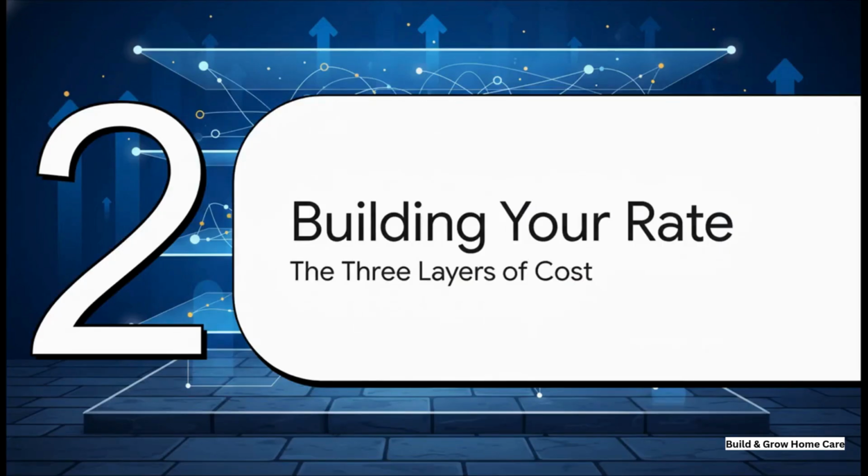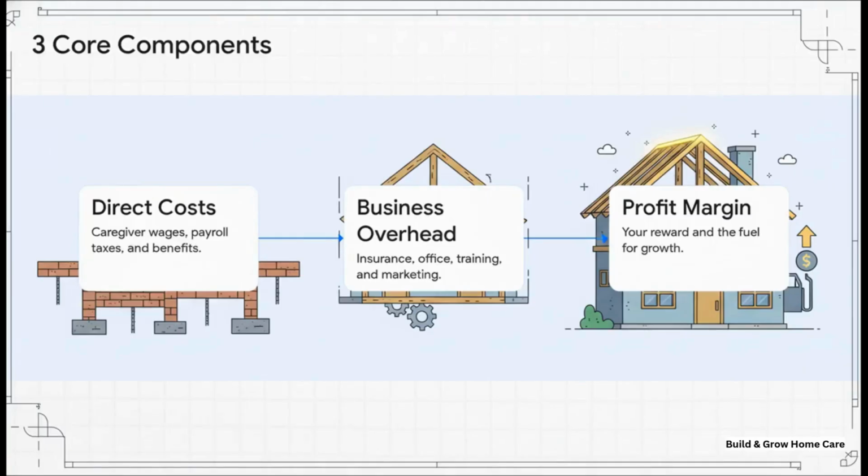So, how do we actually build a rate that works? Well, it all starts with a really solid foundation. We're going to break down the 3 essential layers of cost that you absolutely have to account for. Think of it like you're building a house. You've got 3 core components you just can't skip: your direct costs, your business overhead, and of course, your profit margin. So let's take a look at each one.